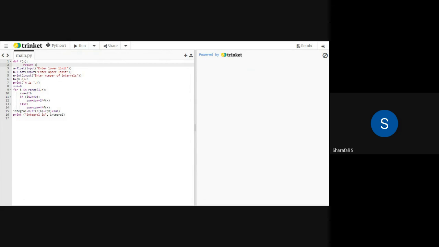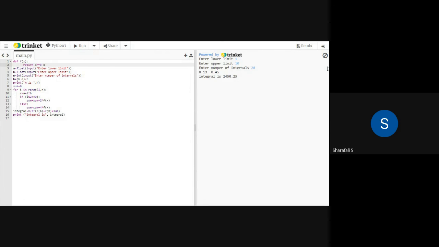Okay, so let me put some x. Here I will put some other function, some x cube minus x. We'll just run it and see what will be the integration from 1 to 10 with an interval of, let's say, 20. That will give me 2450.25 with h equal to 0.45. I don't know the exact value. Let me put that. So this is the value 2450.2.